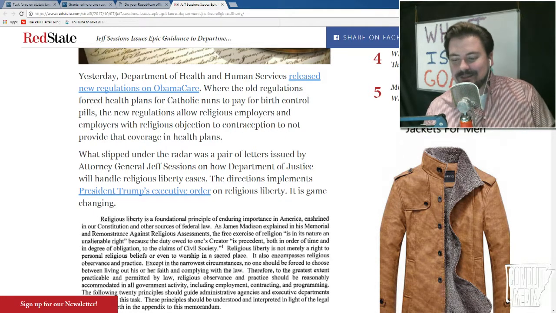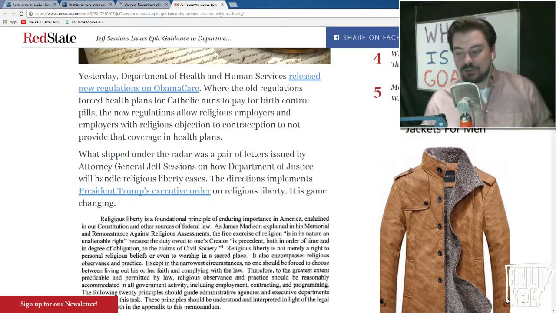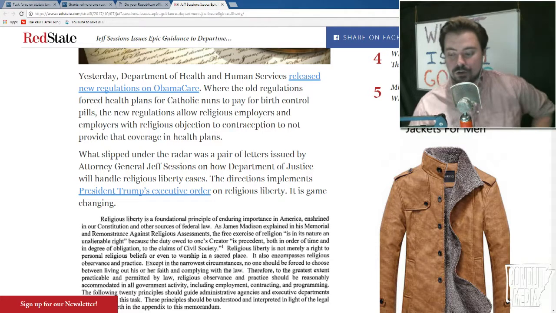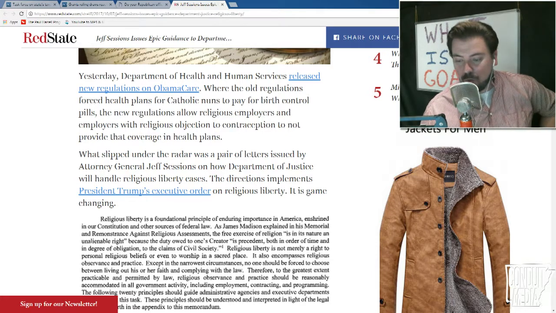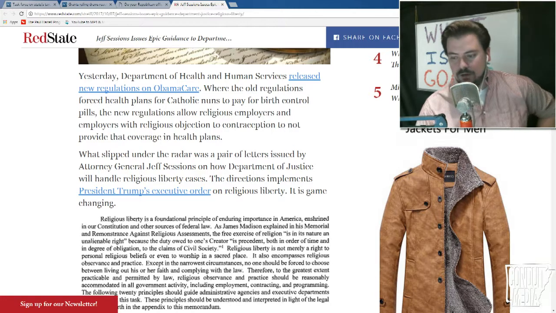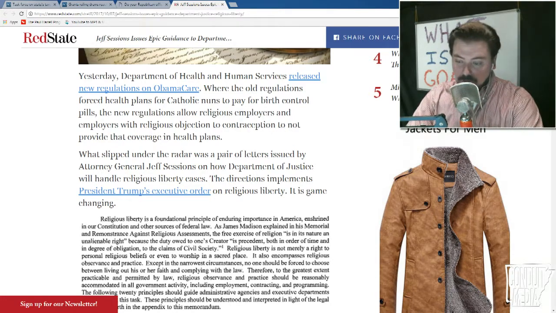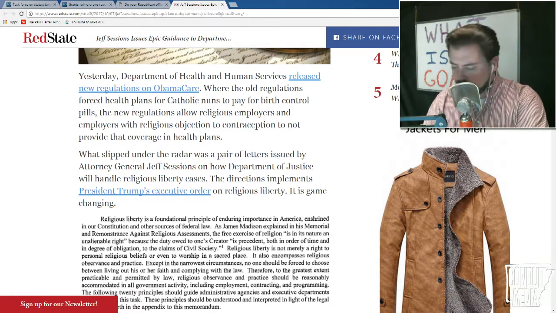What slipped under the radar, though, was a pair of letters issued by Attorney General Jeff Sessions on how the Department of Justice will handle religious liberty cases. The directions implement President Trump's executive order on religious liberty. It is game-changing, Red State writes.